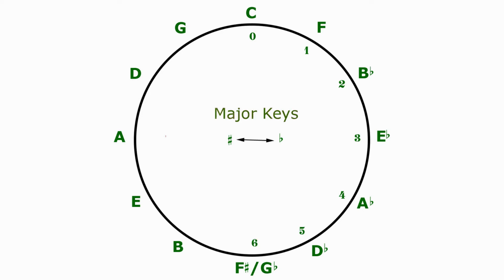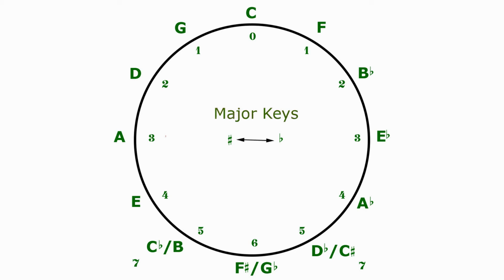Starting back at the top and moving counterclockwise, the key of G has 1 sharp, D has 2 sharps, A has 3, E has 4, B has 5, and F sharp has 6 sharps. If we continue around, the key of C sharp has all 7 notes sharped. The opposite is true with flats, as C flat has all 7 notes flatted.